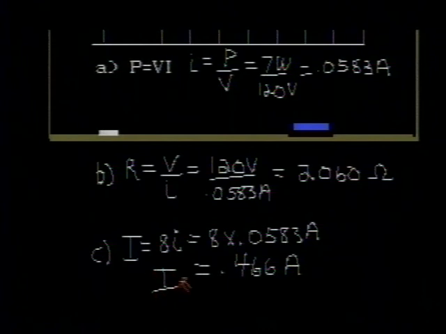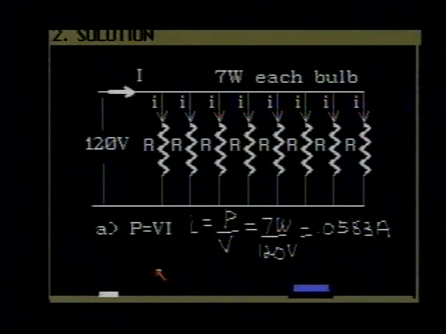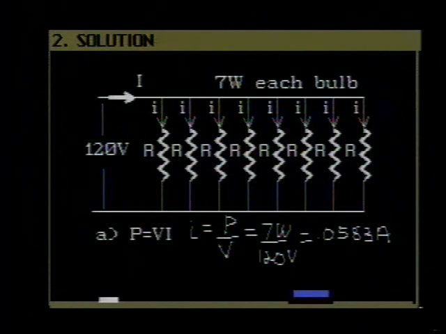You could also find the total current I by finding the equivalent resistance of the circuit and then using Ohm's law to find the total current. All right, that is the solution to our problem. Let us move on to problem number 3.